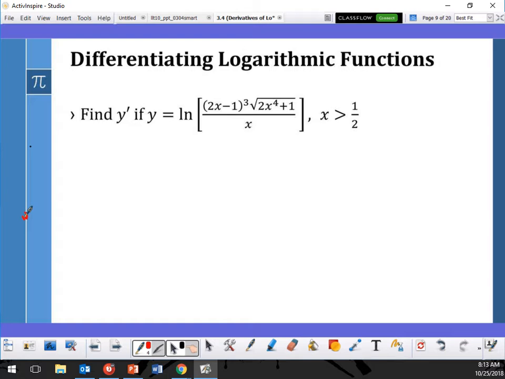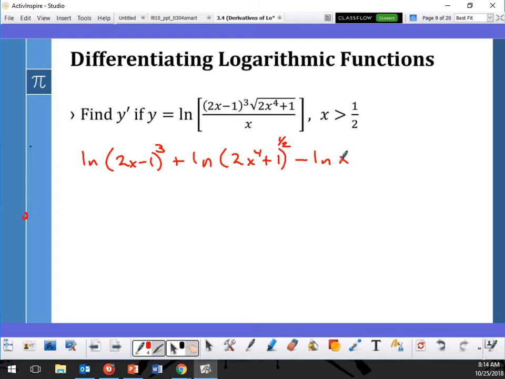Now, if this is a product and these are being multiplied, what am I going to put in between those two? Plus. So I'm going to break that up. I'm going to say ln of (2x minus 1) cubed plus ln of (2x to the fourth plus 1) to the, what's my power? 1/2. Very good. 1/2 minus ln of x.